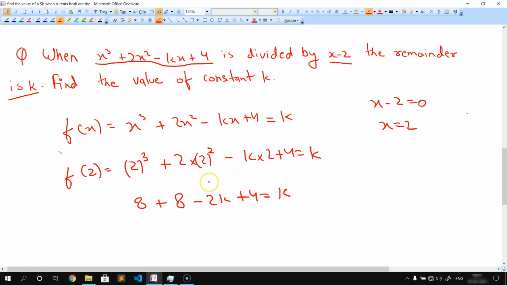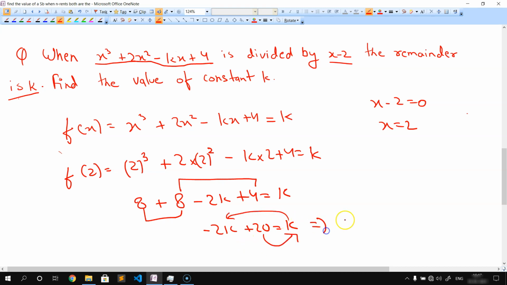So it will become 8, 8, 16, 16 and 4, 20, minus 2k plus 20 equals k, and from here k will come to this side and 20 will go to the other. It will become minus 3k equals minus 20.